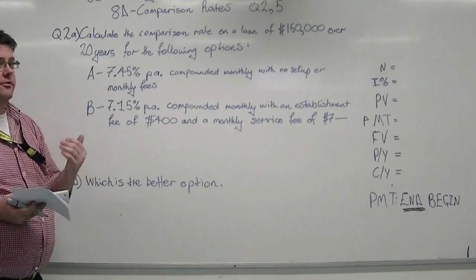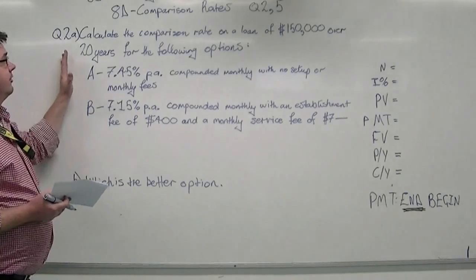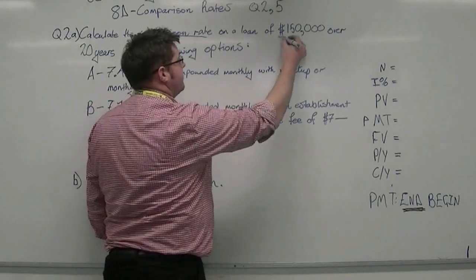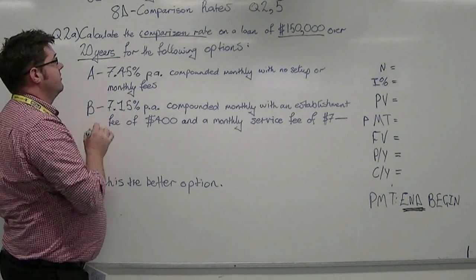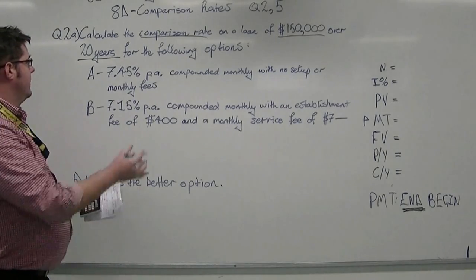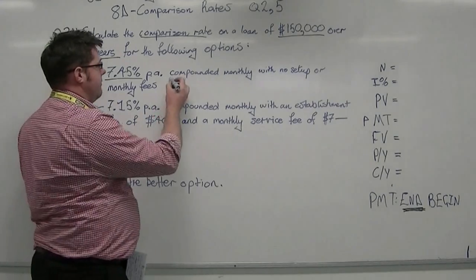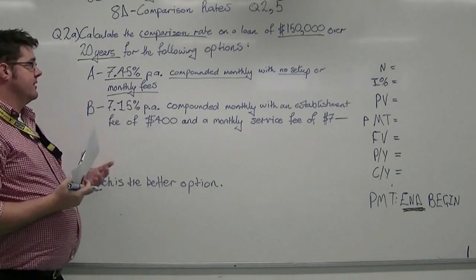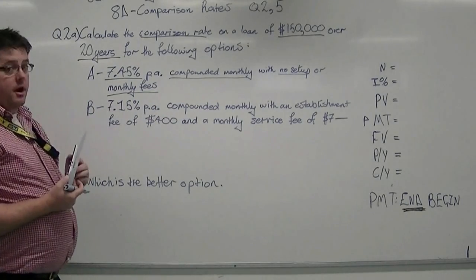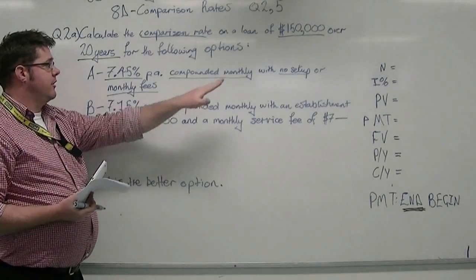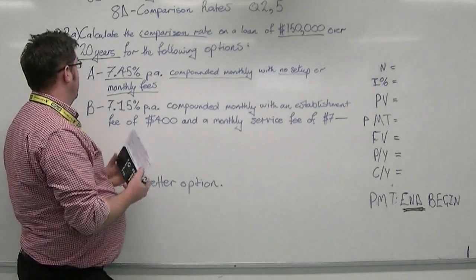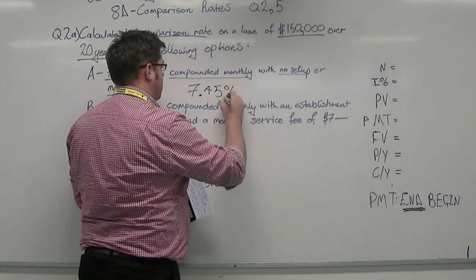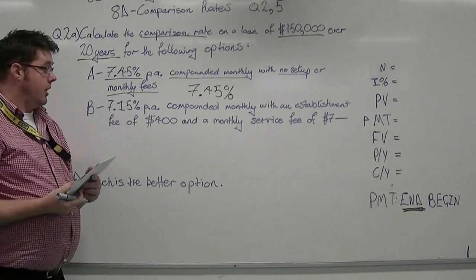All right. So let's turn our attention to question 2. Here we're asked to calculate the comparison rate on a loan of $150,000 over 20 years for the following options. So we have 7.45% compounded monthly, with no setup and no monthly fees. Alright, so this first question here is actually the definition of the comparison rate. So it's just a straight interest rate that allows for no setup and no fees and no charges. So the comparison rate here will actually be 7.45%, as it's stated. There we go, easy fixed.